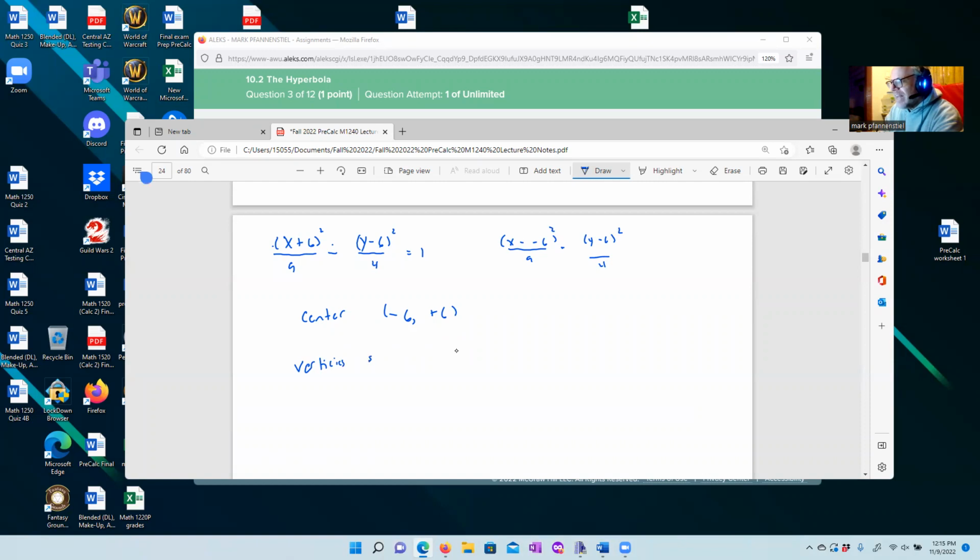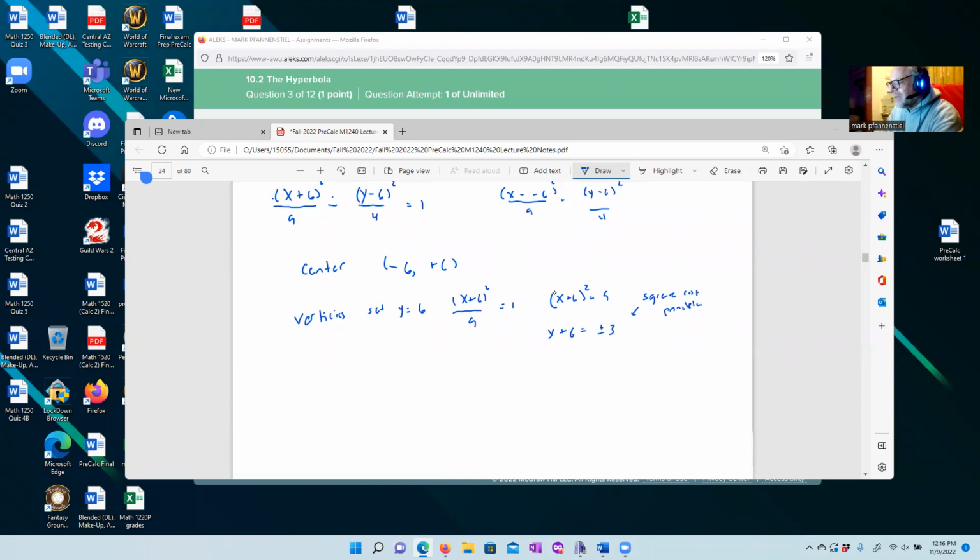It's a left or right orientation, so I know my vertices. Okay, if we set y equal to 6, we're going to get (x plus 6) squared over 9 is equal to 1. We set y equal to 6. What's going to happen to this whole term? It goes to 0. Okay, so we have (x plus 6) squared equals 9. We have x plus 6 equals plus or minus 3. This is from the square root principle. We just took the square root of both sides and went ahead and solved it, all right? So we have x plus 6 equals plus or minus 3.